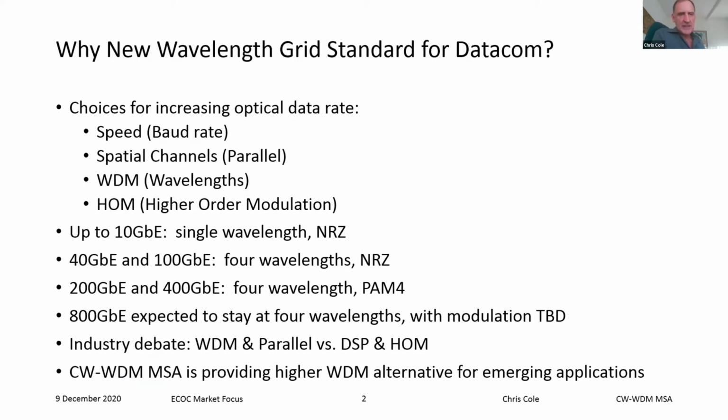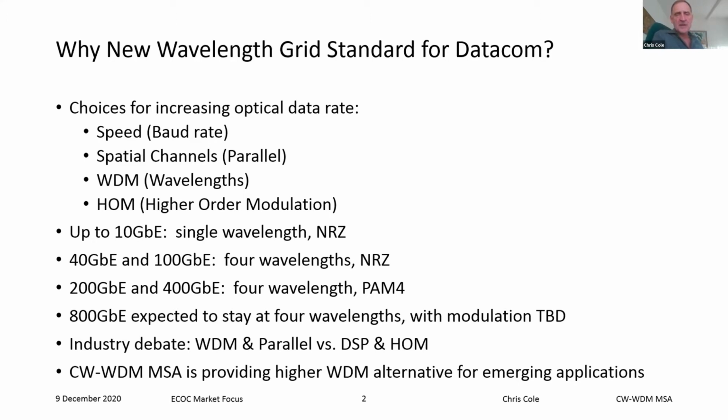So up until 10 gig, the Datacom stuff was all single wavelength NRZ. 40 and 100G for the mainstream, we transitioned to 4 wavelengths NRZ, and 200 and 400, we transitioned to PAM4. 800 gig is just starting in the IEEE. Initially, that may be 8 wavelengths, but in volume, we expect that to be 4 wavelengths as well. And I think there'll be a robust modulation debate, trading off baud rate, maybe with a higher order.